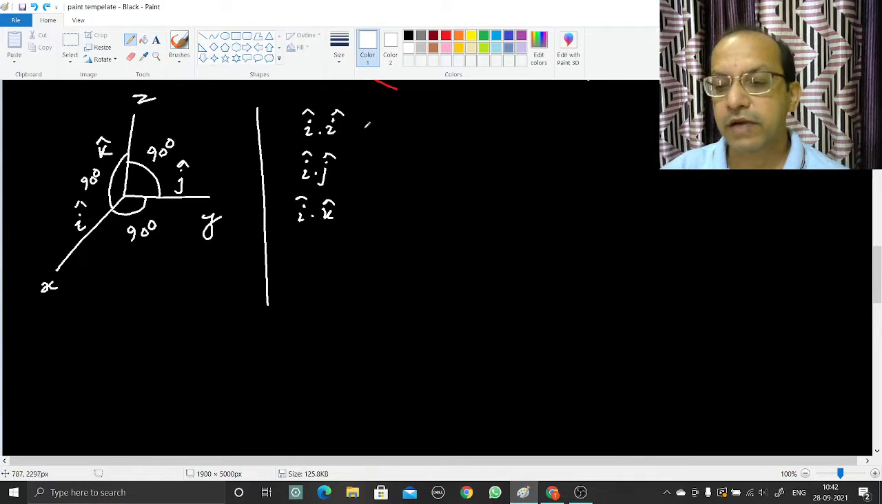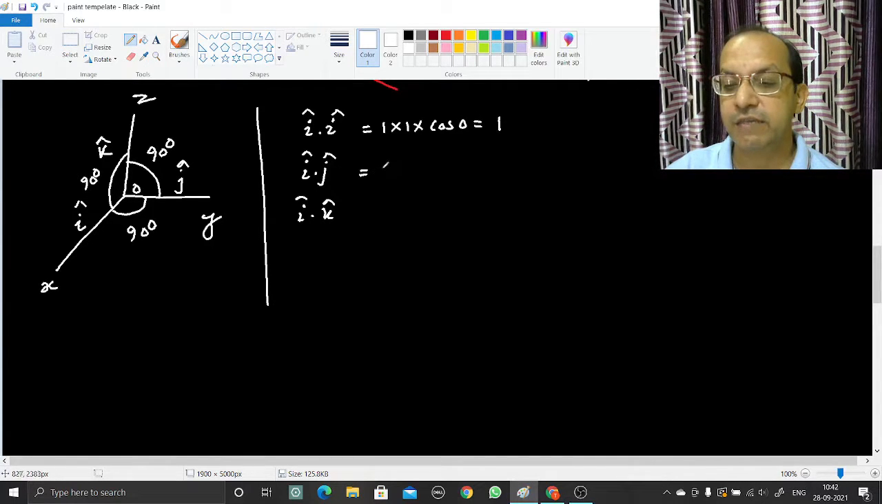Now we will find the values of i dot i. i is the vector which has magnitude 1 and is drawn from origin O towards the x-axis. The magnitude is 1, the magnitude of the other i is 1, and the angle between two parallel vectors is 0. So it will be cos 0, equal to 1.